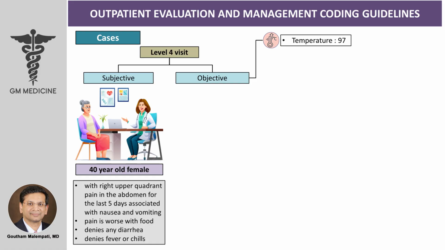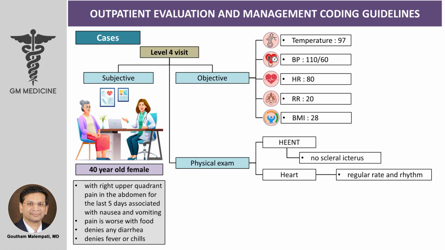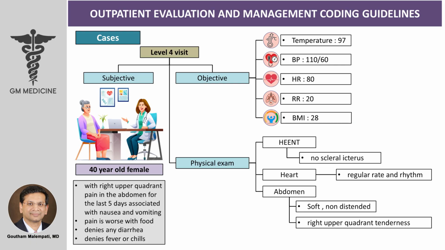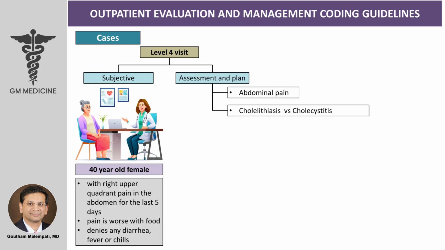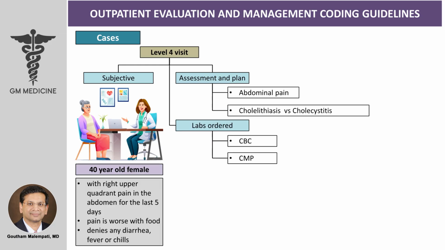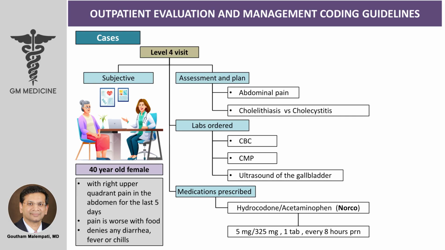Objective: vitals, temperature 97, blood pressure 110/60, heart rate 80, respiratory rate of 20, BMI of 28. Physical exam, HEENT: no scleral icterus. Heart, regular rate and rhythm. Abdomen soft, not distended, noted to have right upper quadrant tenderness. Assessment and plan: abdominal pain, suspect cholelithiasis versus cholecystitis. Labs ordered would include CBC, CMP, and ultrasound of the gallbladder. Medications prescribed would be hydrocodone-acetaminophen combination such as Norco 5-325, 1 tablet every 8 hours as needed for pain.